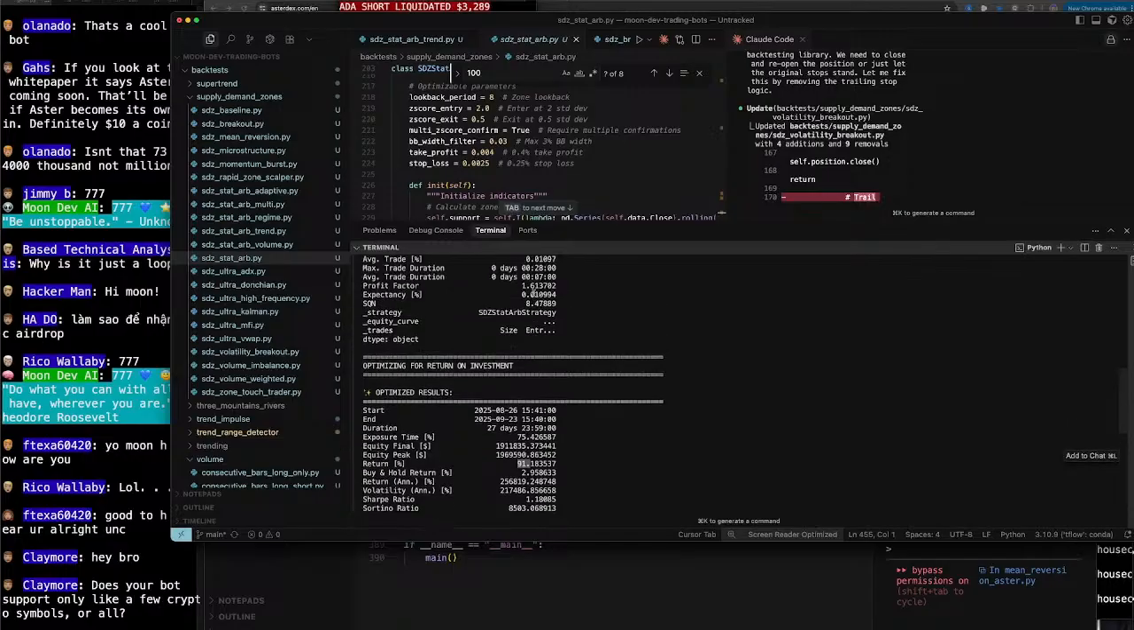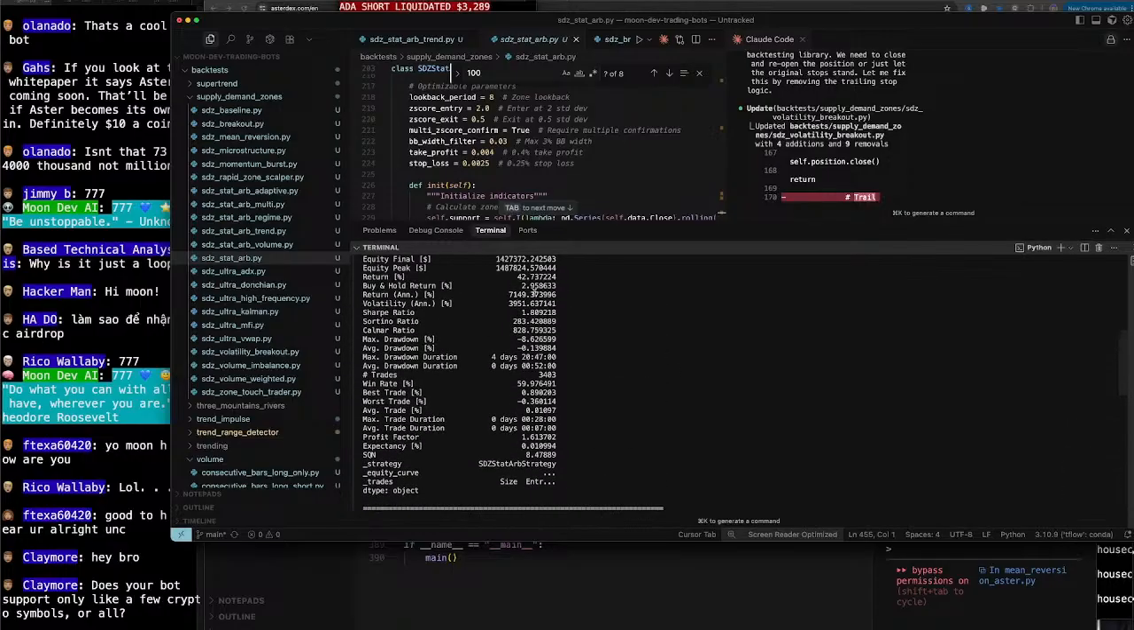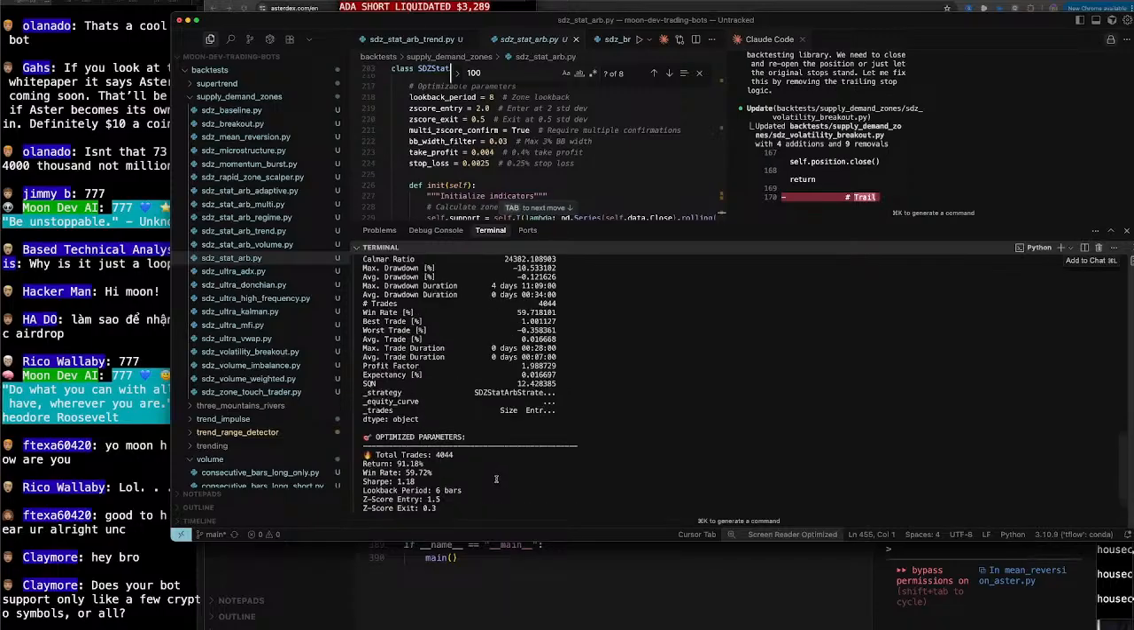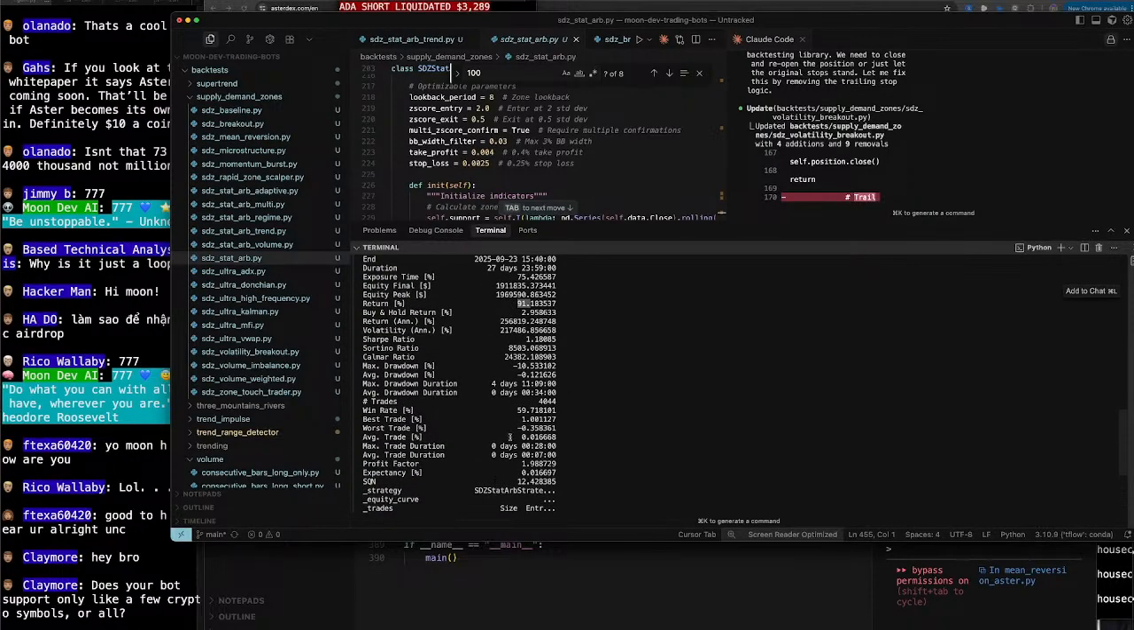Only like a few symbols or all? It just depends how I build it. Okay, sick, dude. This strategy I found last night is actually super sick. I forgot to mention it. Sharpe ratio 1.1. Return 91%.